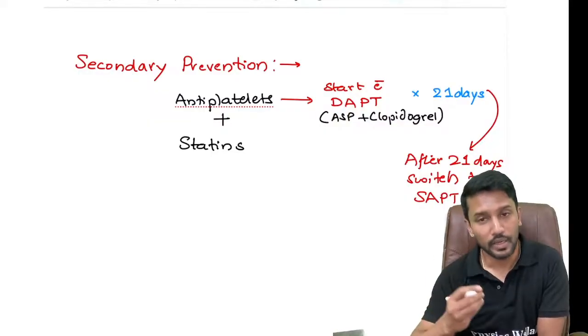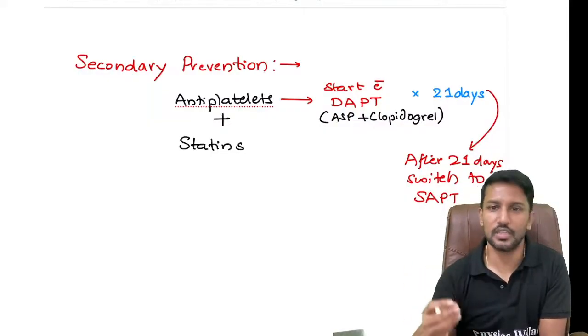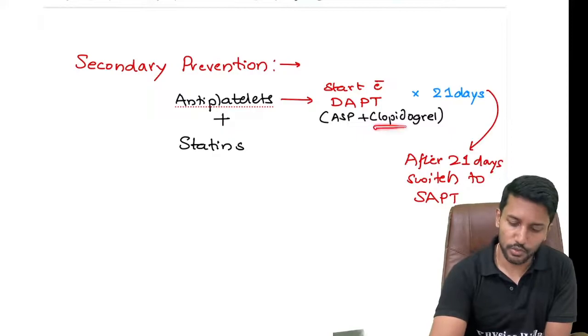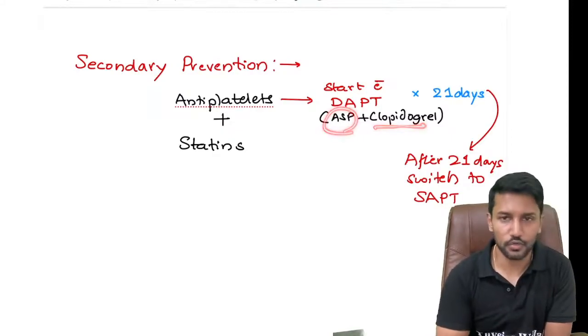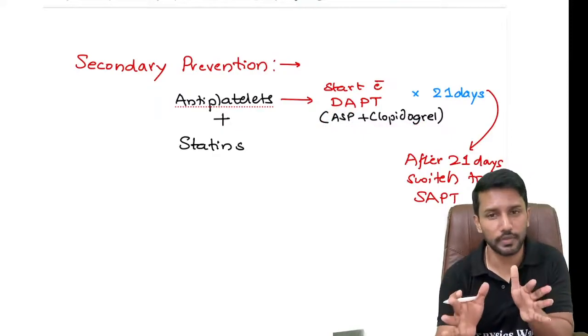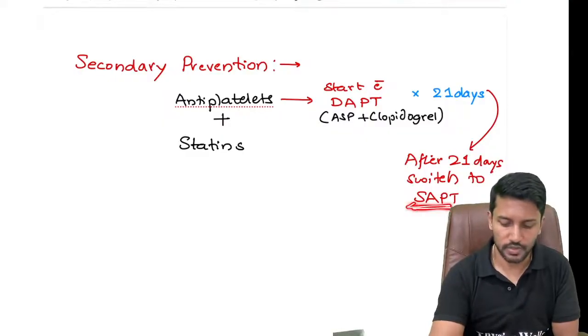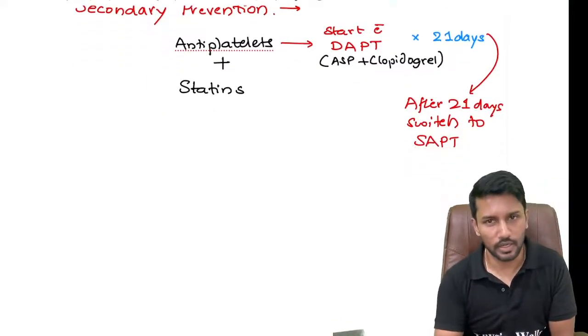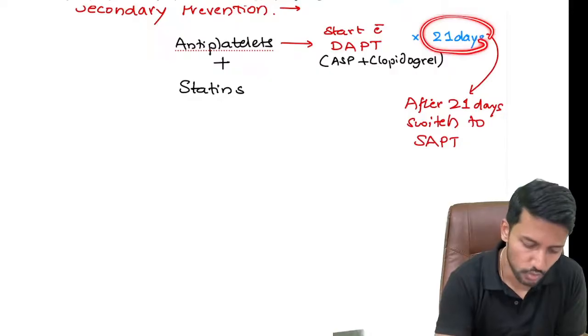Or if you are using other drugs which interact with CYP19, in that case you have to skip clopidogrel and you can continue with aspirin. Both are equally effective. You can choose one, whichever is ideal for the patient, you can continue. But for the first 21 days we give two agents.